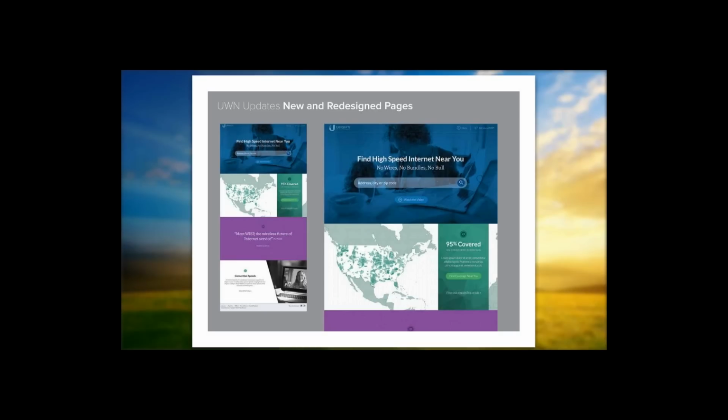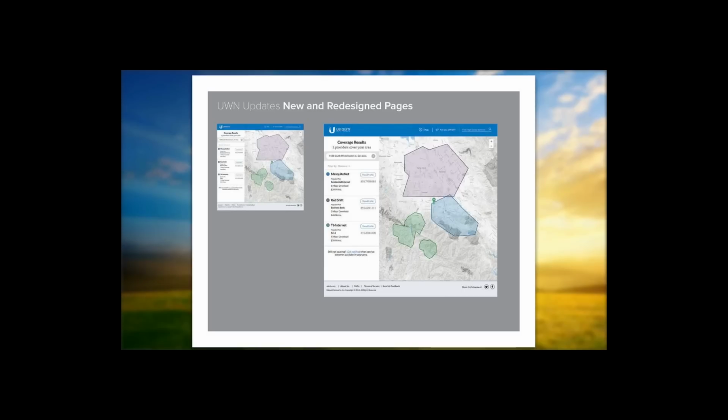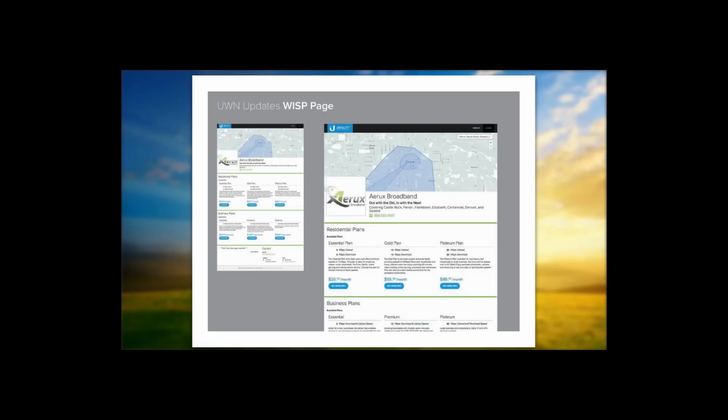And for those of you who are not familiar with the Ubiquiti World Network, a new customer will come in and type their address, their city or zip code into this, and they'll land on our new, updated, redesigned search results page. And if you're part of the Ubiquiti World Network and someone searches for you in your area or close to your area, you're going to show up on this page.